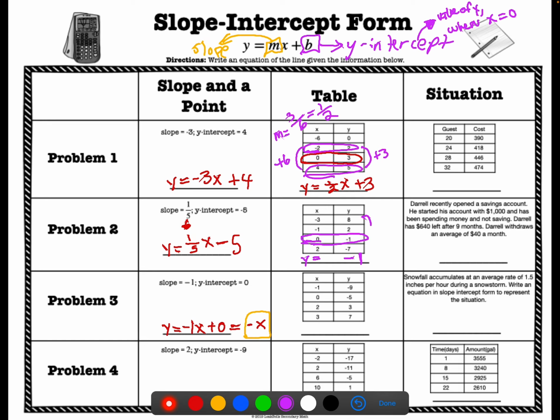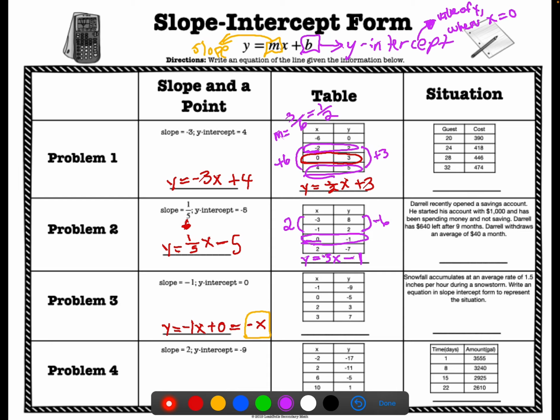Remember, it's the change in y. So go from 8 to 2, so that's 2 minus 8, which is -6. And we go from -3 to -1. -1 minus -3 is +2. So our change in y is -6. Change in x is 2. -6 divided by 2 is -3. So this equation is going to be -3x minus 1.